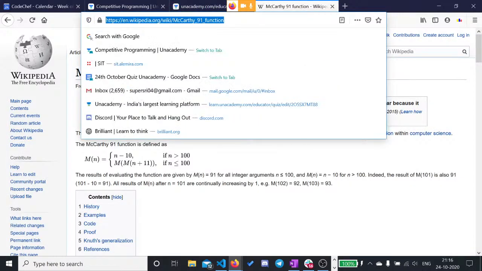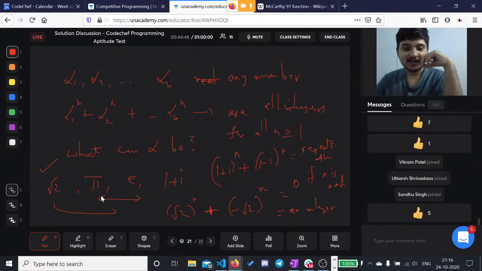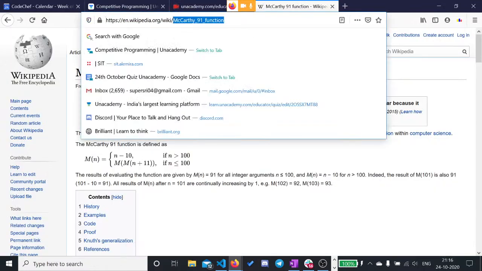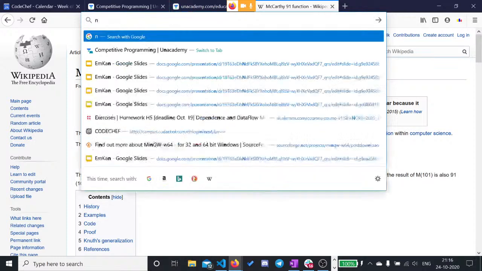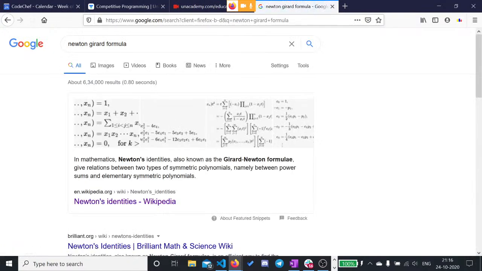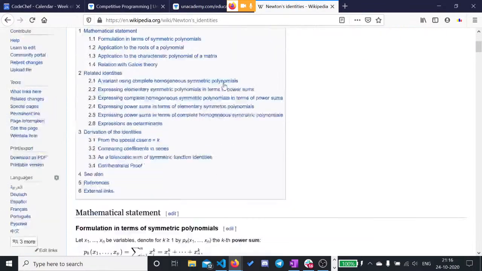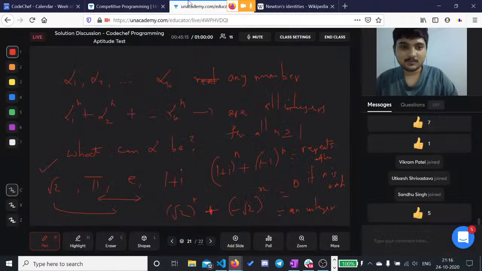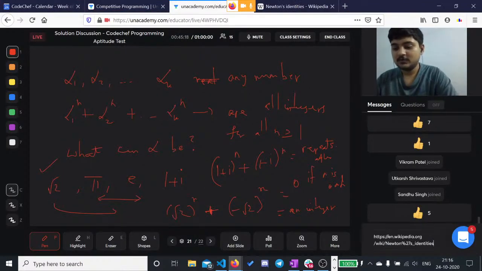So at least you can guess that the answer is only a and d, because pi and e are very irrational, they are transcendental numbers. But let me just give you the identity that this question is based on, and a lot of linear recurrences are also partially based on this, I'd say. Just put the Wikipedia link here for your reference.